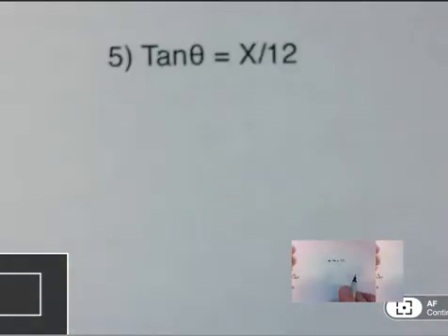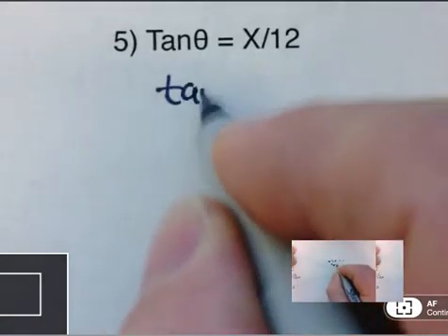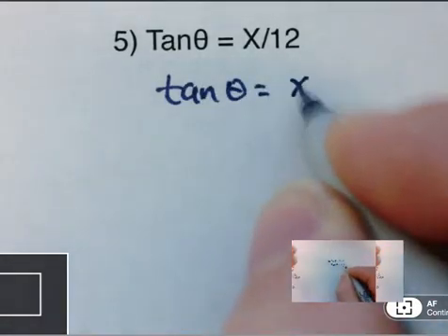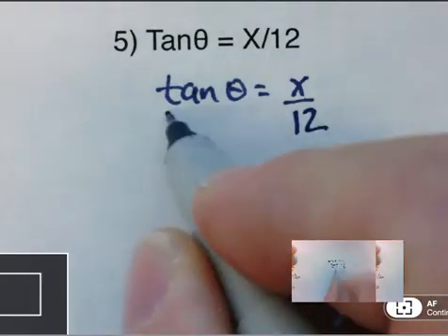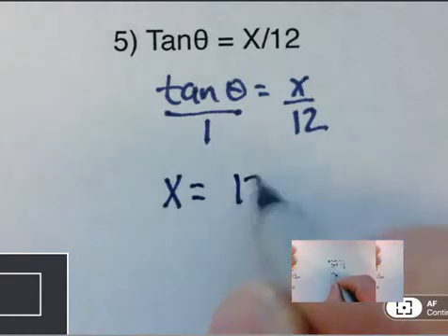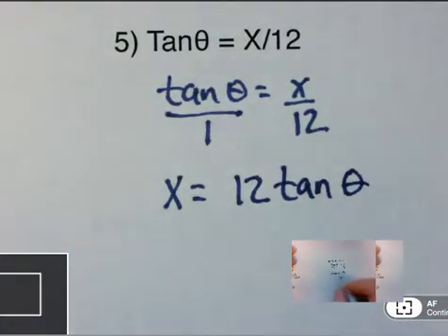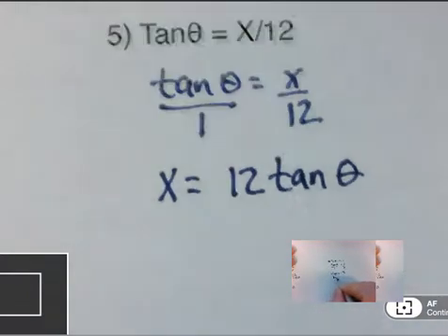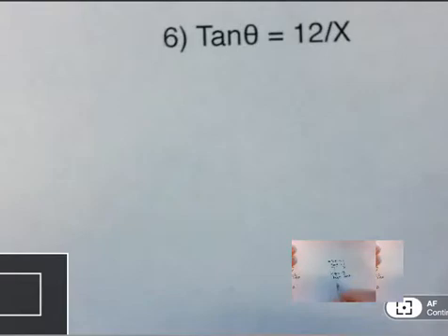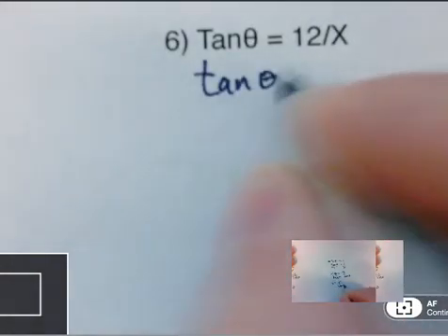Our sixth and final question, start off with the same process. Tan theta equals 12 over x, tan theta over 1, and we're left with x tan theta equals 12. To get x by itself, we'll divide both sides by tan theta, and that gives us x equals 12 over tan theta.